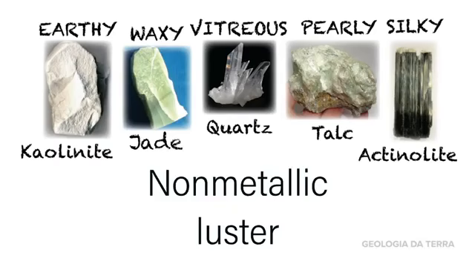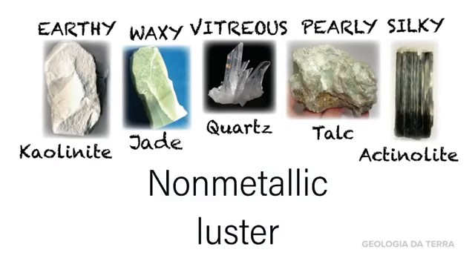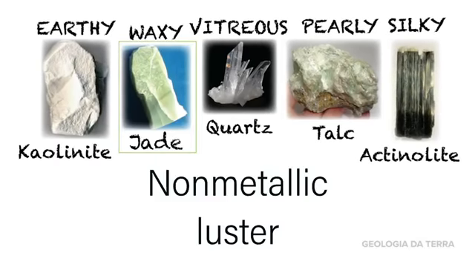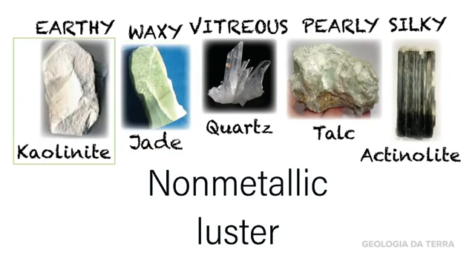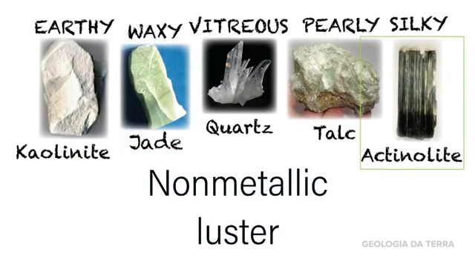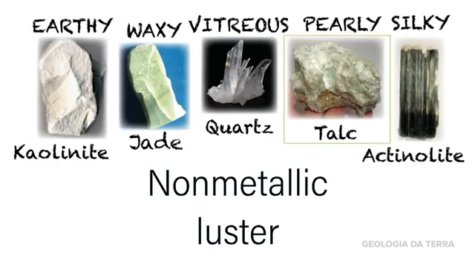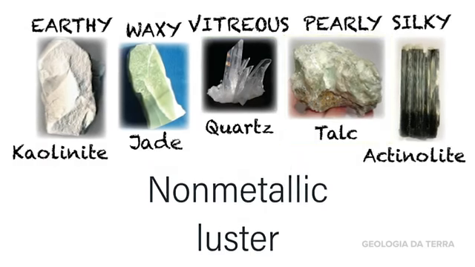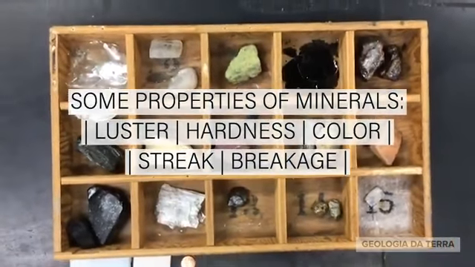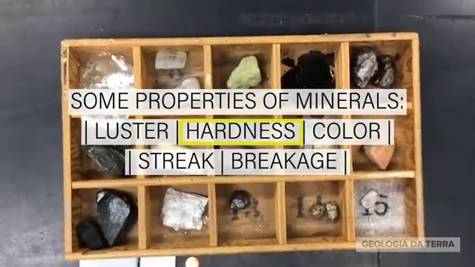Minerals that don't shine like metals will be nonmetallic. These can be waxy like jade, earthy like kaolinite, silky like actinolite, glassy like many quartz specimens, or pearly like talc. Now let's talk about another mineral property: hardness.